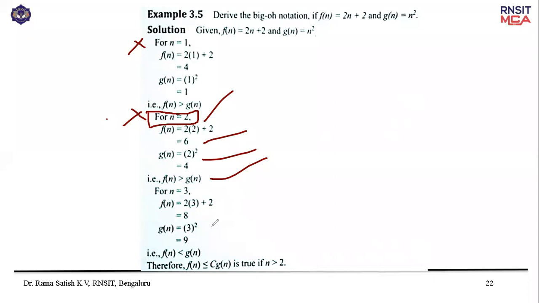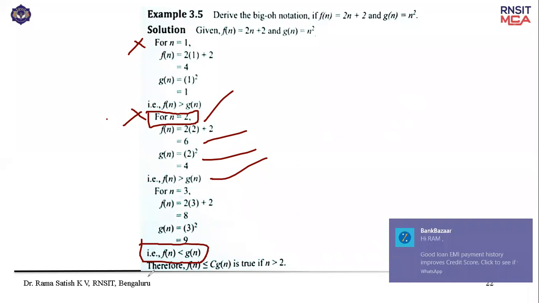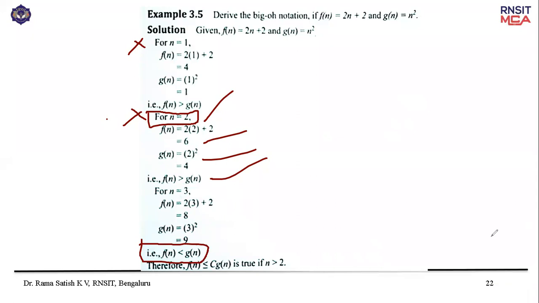Now you take n is equal to 3. If n is equal to 3, it is 2 into 3, 6 plus 2, 8, and g of n is 3 square, which is 9. So it is satisfying. Therefore, you can write the expression that f of n is less than c of g of n, which is true if n is equal to 2. So you have to derive like this.